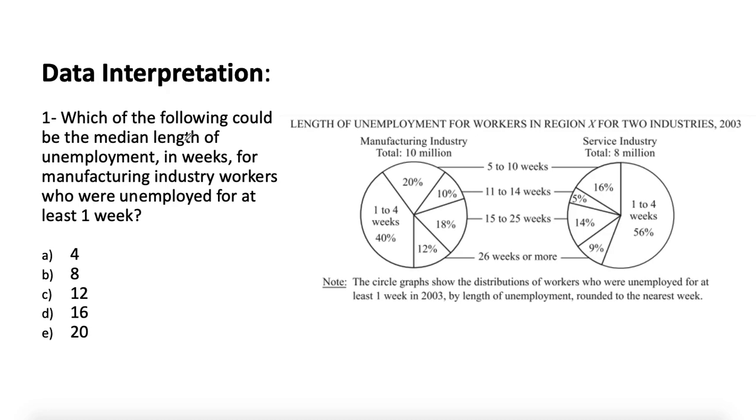The question says, which of the following could be the median length of unemployment in weeks for manufacturing industry workers who are unemployed at least 1 week? Okay, this is a very interesting question. Usually there are two types of median questions. In this scenario, we have 1 to 4 weeks, then 5 to 10 weeks, then 11 to 14 weeks, 15 to 25 weeks, and 26 plus weeks.